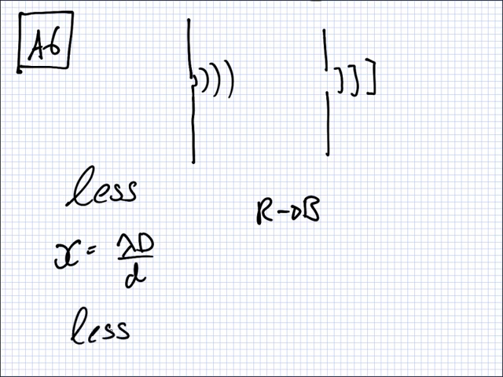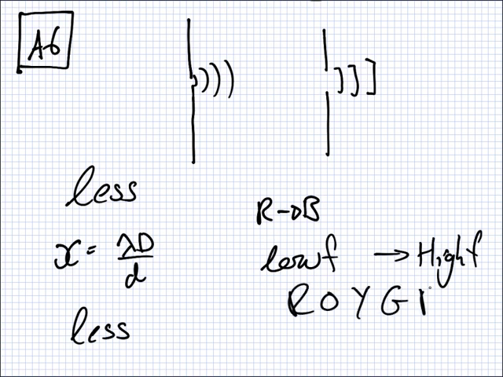How do you know if it's an increase or decrease? Yeah, it's the colours of the rainbow. So it goes from low frequency to high frequency along the rainbow colours. Red, orange, yellow, green, blue, indigo, violet. So, less as well. Okay, what's next?